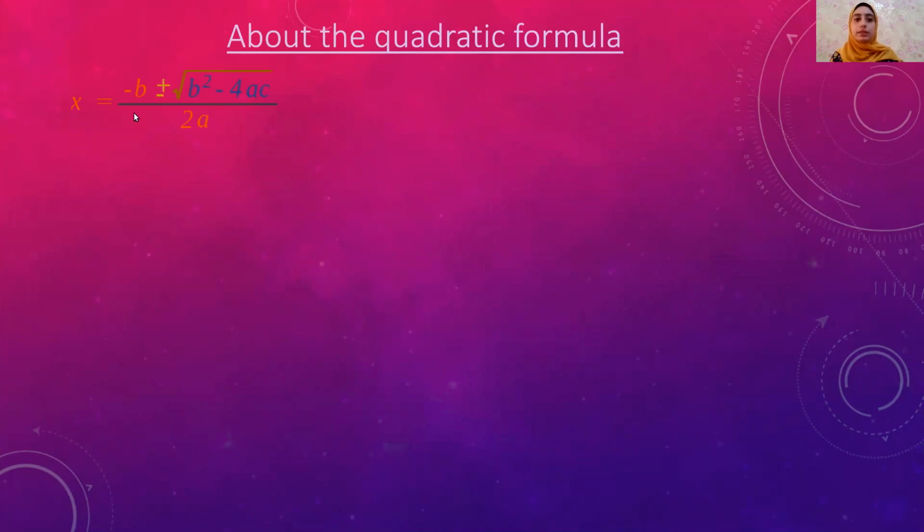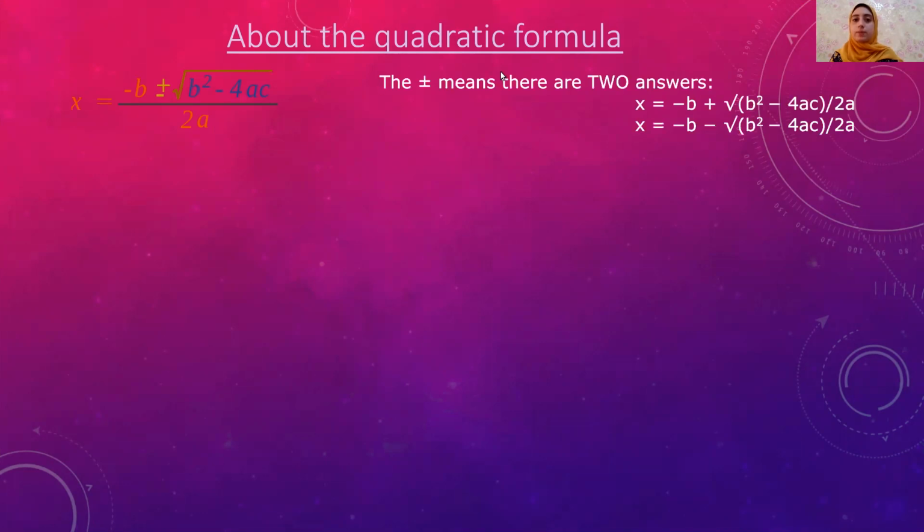The quadratic formula is x equals negative b positive or negative square root of b squared minus 4ac over 2a. What does this positive or negative mean? It means there are two answers. One of them is positive and the other, which is another root, is negative. Like here, 1.7 is positive, and negative 0.9 is negative. So we have two roots.